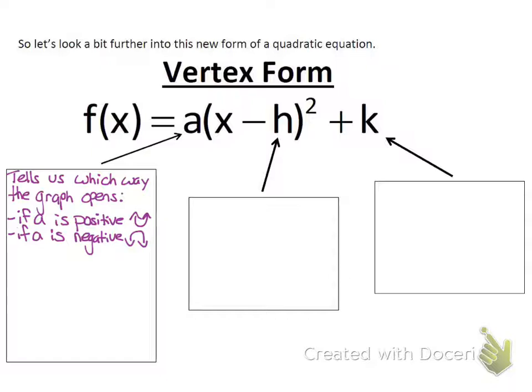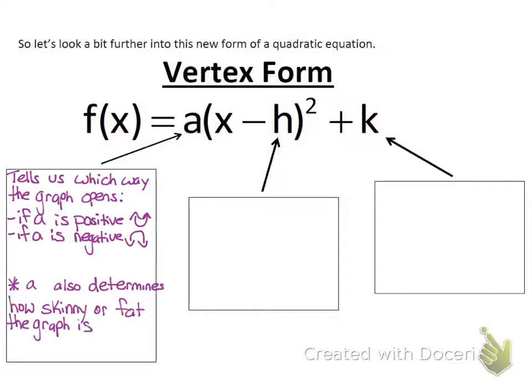Now, in algebra this year, we are just scratching the surface on what these letters mean. I do want to let you guys know, though, that you will be learning more about this when you get to AAT. So I'm going to let you know what these do, but don't worry about it if it doesn't make sense because they will give you more information when you get to AAT. But A not only tells us which way the graph opens, but the A value also determines how fat or how skinny the graph is. You will see this in the different examples, but you will learn more about how and why that works when you get over to AAT.